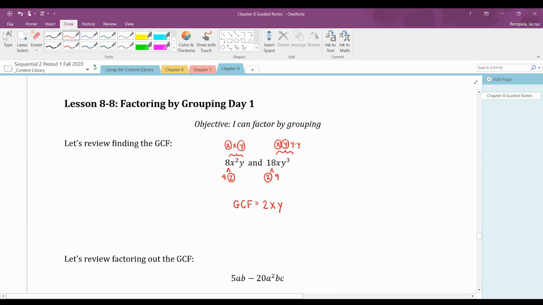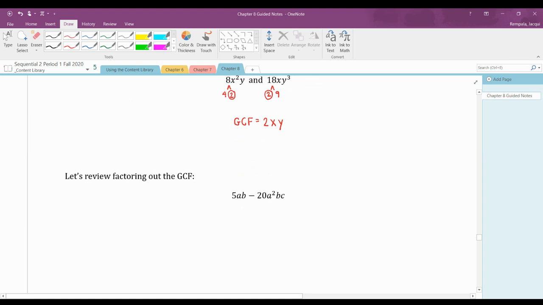All right, now that we've reviewed finding the GCF, let's review factoring it out. If I have 5ab minus 20a squared bc, I want to first find the GCF, but then to factor means that I put whatever's left over back in parentheses. Let's start with the numbers. 5 is the smaller number out of 5 and 20. Can I multiply 5 times something to get 20? Yes, 5 times 4. So both of these have a 5 in common. That's going to be a part of my GCF.